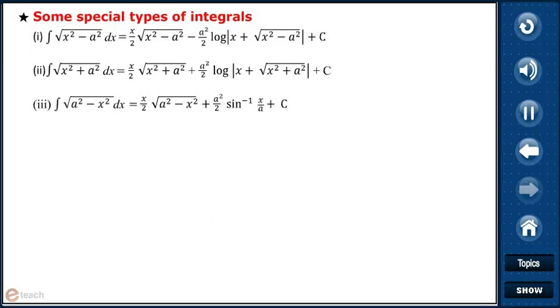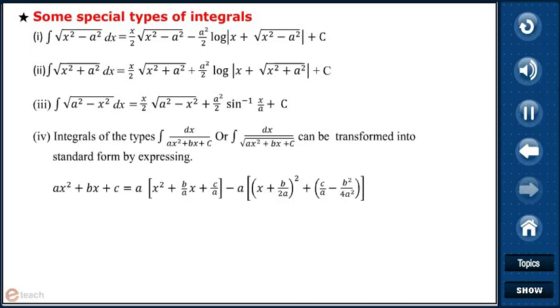Number 3. Integration root over a square minus x square dx equals x by 2 root over a square minus x square plus a square by 2 sin inverse x by a plus c. Number 4. Integrals of the types integration dx divided by ax square plus bx plus c or integration dx divided by root over ax square plus bx plus c can be transformed into standard form by expressing ax square plus bx plus c as a into x plus b by 2a whole square plus c by a minus b square by 4a square.